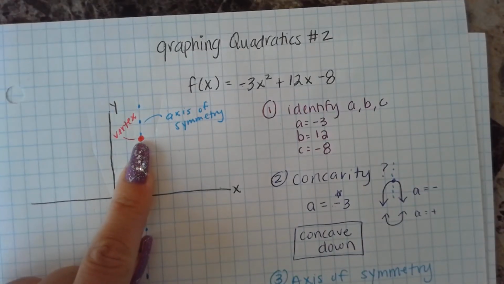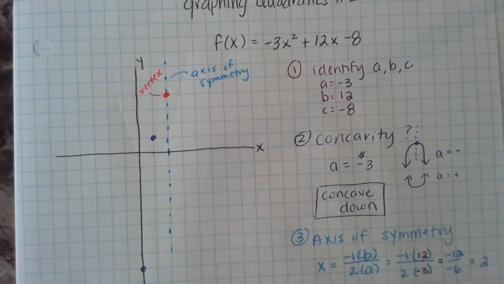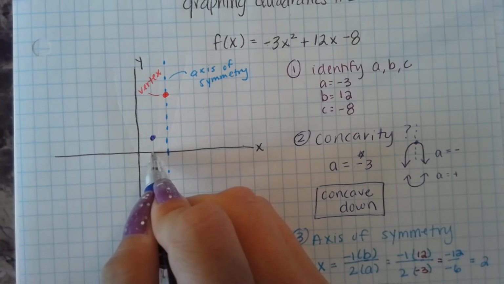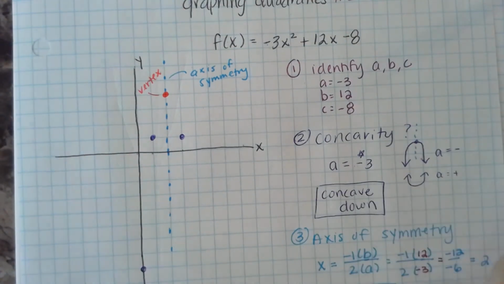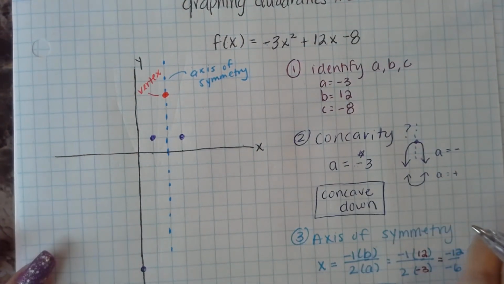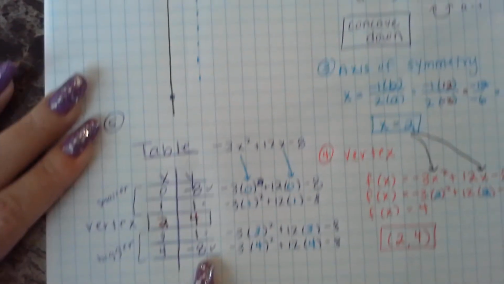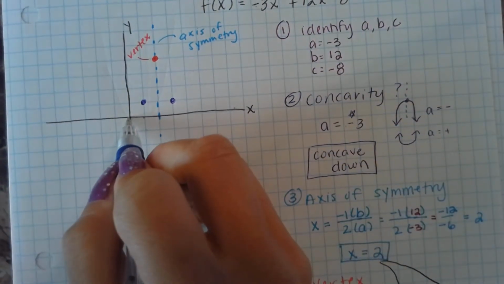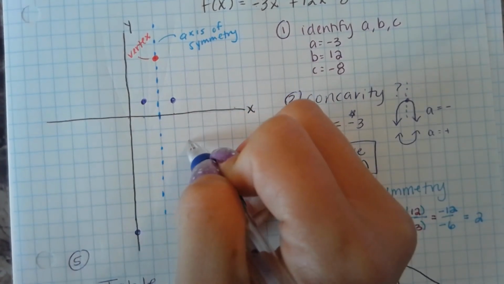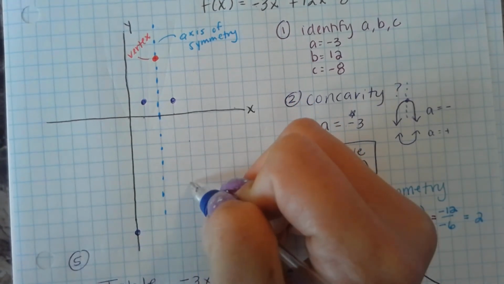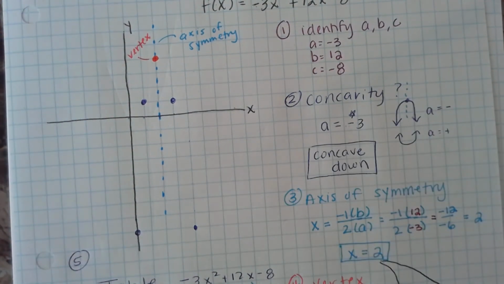Now, 2, 4. We already have that here. 2, 4. That's our vertex. Next one, 3, 1. Start at origin. 1, 2, 3, up 1. 3, 1. Okay. Now, down here we have 4, negative 8. Okay. So we know 4, positive 4, go to the right. 1, 2, 3, 4, negative 8. 1, 2, 3, 4, 5, 6, 7, 8. Perfect. Everything is lining up.